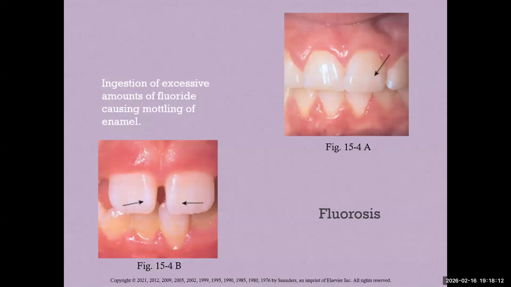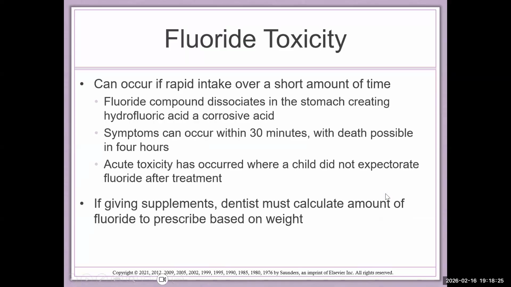And here you see an example of a little bit of a mottling of enamel. Okay, you can see a little bit of white spots as well. And that's where you have the excessive fluoride.